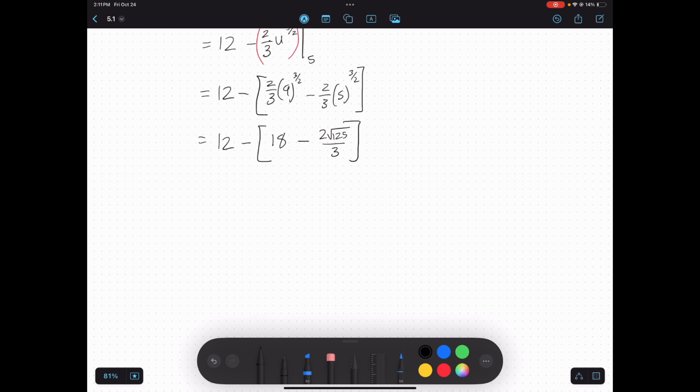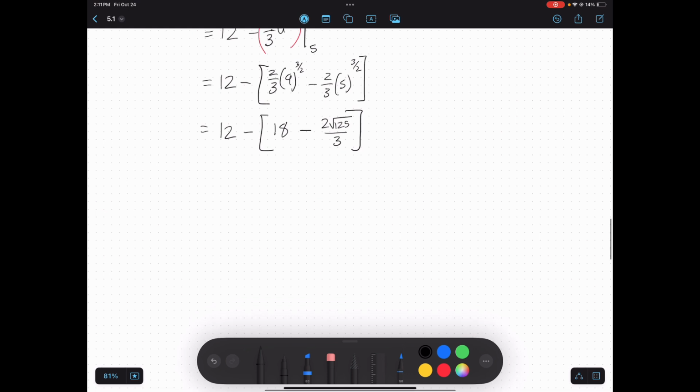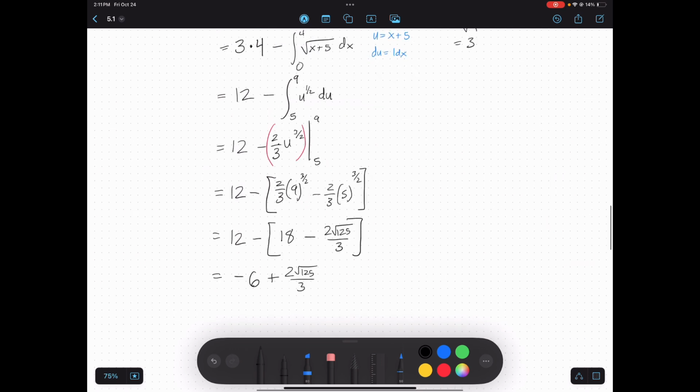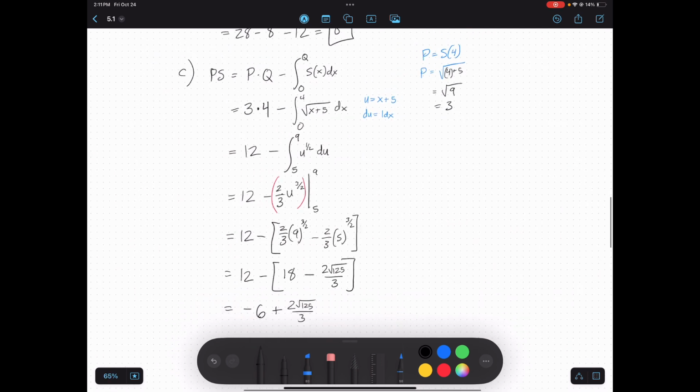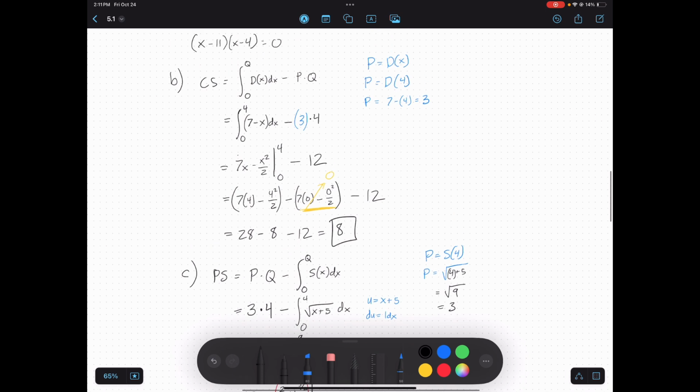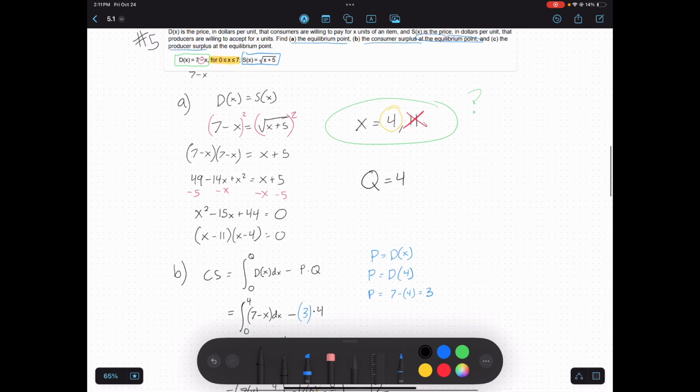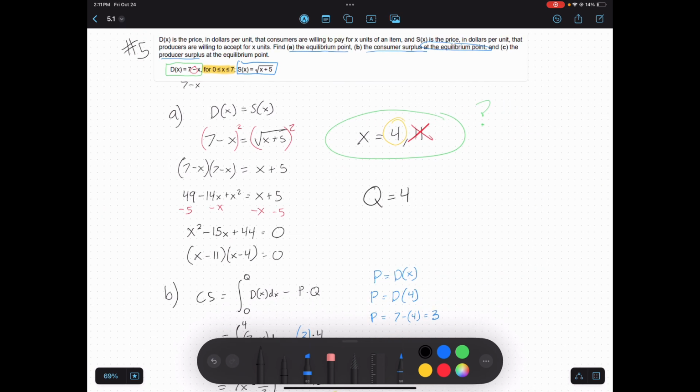2 times the square root of 125 over 3. And I could simplify this a little bit more just by distributing the minus and combining my like terms, and I get negative 6 plus 2 root 125 over 3. And that's my producer surplus. And that takes care of my problem. I found the producer surplus and I found the consumer surplus at this equilibrium point where my quantity was 4.